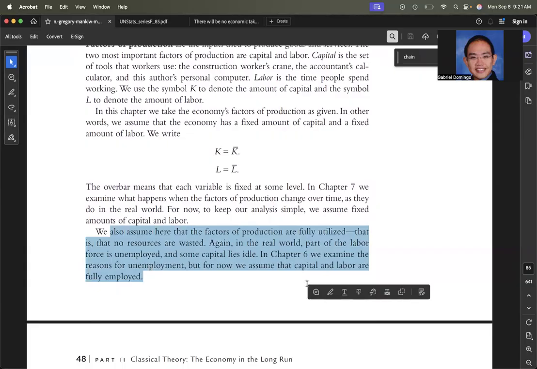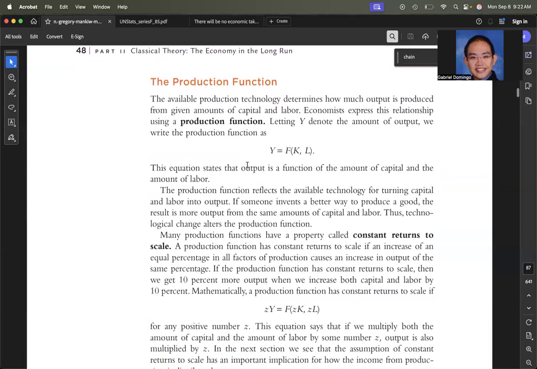In the real world, part of the labor force is unemployed, where L is the labor force, and some capital remains unused. But here, we will set aside unemployment and unused or underutilized capital, and say that L and K are practically fully utilized. K and L are almost all working or used, if not all.